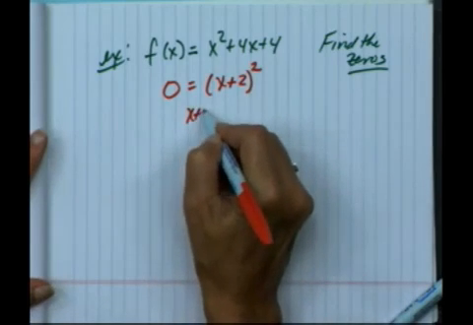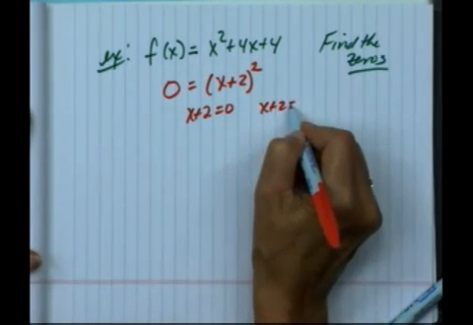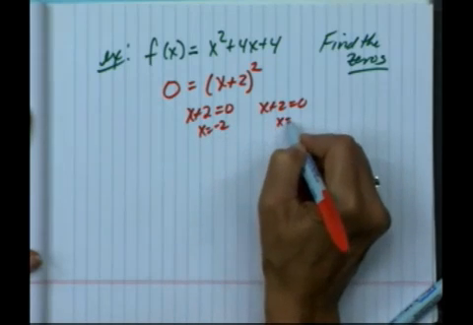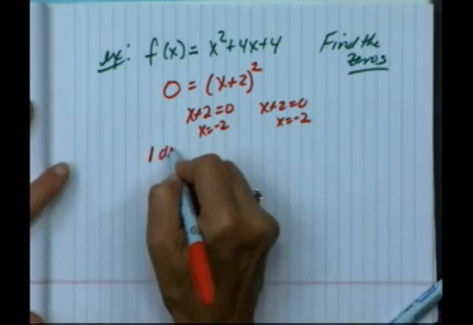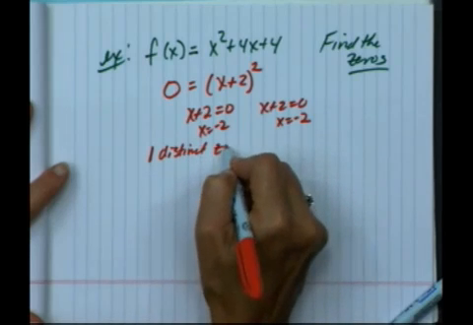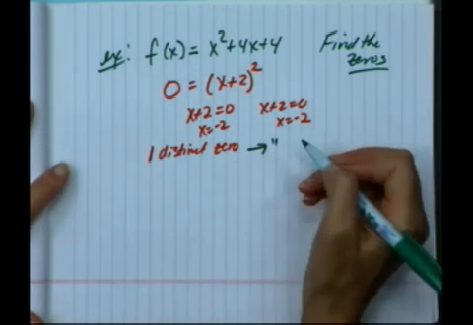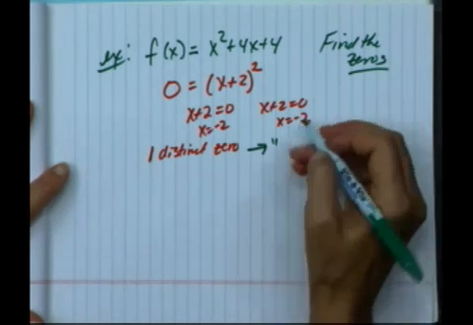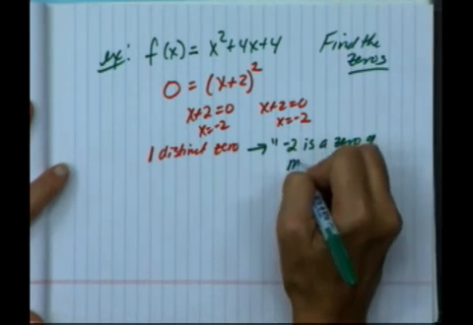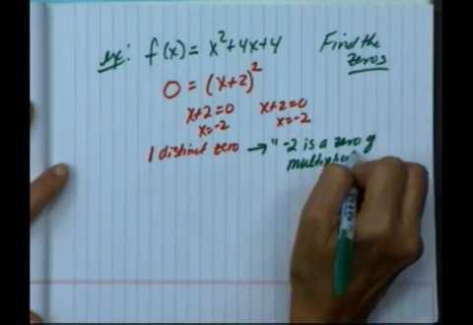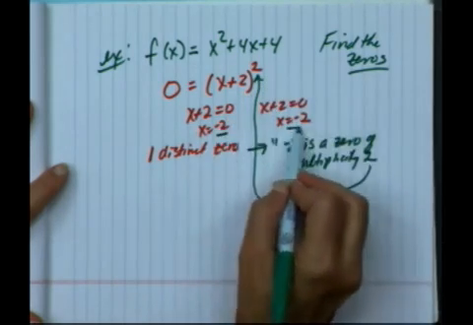So you would basically say x plus 2 is 0, x plus 2 is 0, x equals negative 2, x equals negative 2. But we really only have one distinct 0. So what we say is, negative 2 is a 0 of multiplicity 2. The 2 being because it's twice, negative 2.